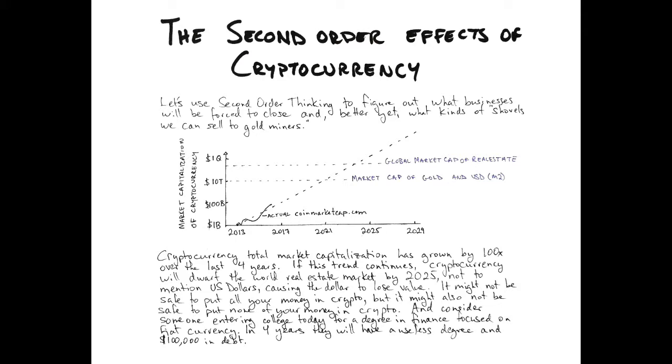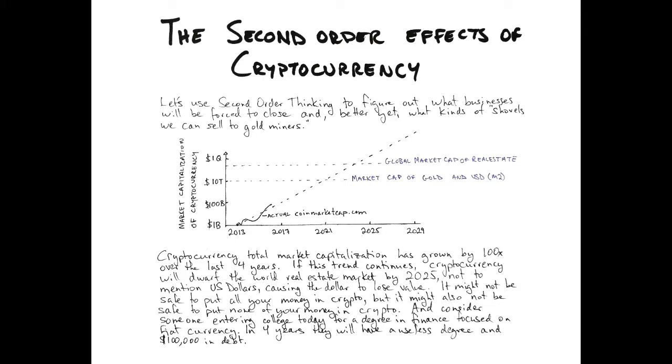What businesses will be forced to close, and better yet, what kinds of shovels can we sell to gold miners? I.e., what kinds of things will people who use cryptocurrency need? So we look at the market capitalization of cryptocurrency over the last 4 years.